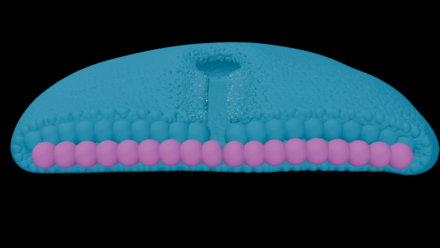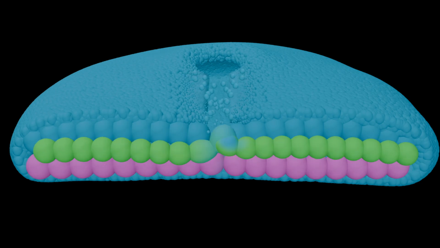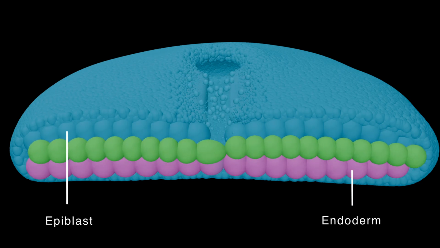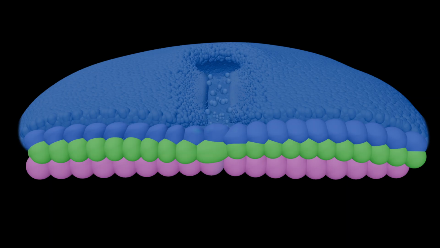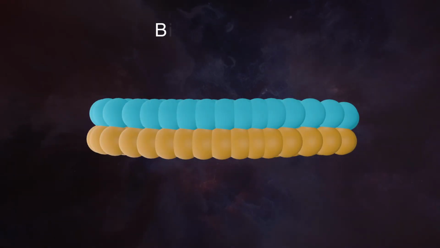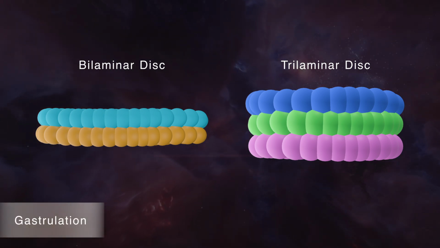Even further, fibroblast growth factor continues to be secreted, causing the epiblast cells to further separate and migrate continuously through the primitive groove. At this stage, the migrating epiblast cells form a new layer between the epiblast and the endoderm layers. This newly formed layer is called the mesoderm. After this, the remaining epiblast layer is completely transformed to form a new upper layer composed of new cells. This layer is called the ectoderm. The process by which the bilaminar disc transforms into a trilaminar disc is called gastrulation.